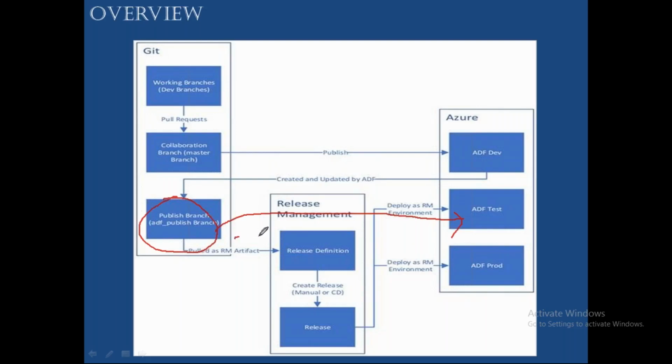How to do that? You need to create a release pipeline. With the help of the release pipeline, I can deploy into the test. Once it is deployed into the test successfully, if you want to deploy the same code into your production, you can do that.